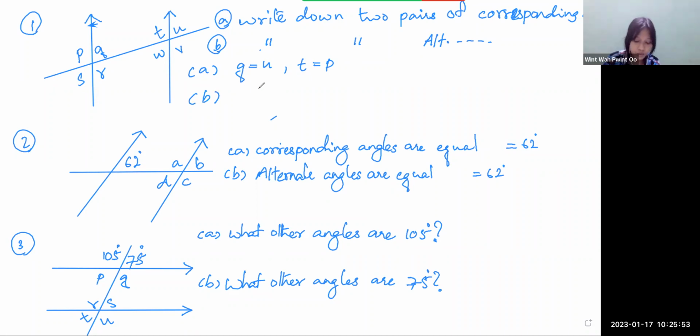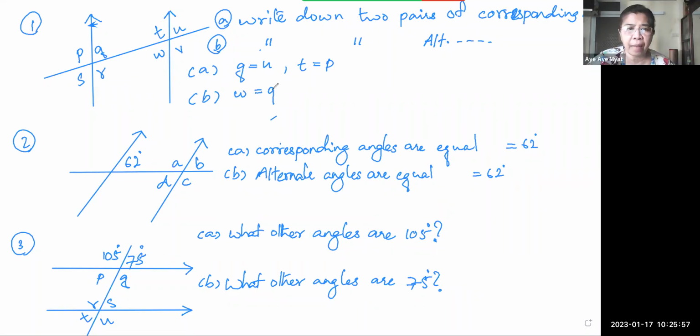And who are the other ones? W equals Q. W equals Q. And T equals R. T equals R. And another five down, number two of them will be other ones.